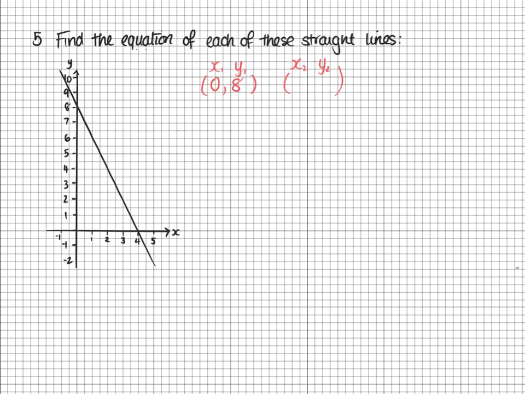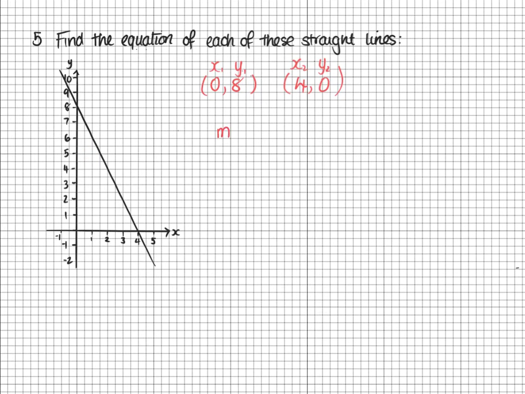So we have 0, 8, and then down here, at 4, we're at 0. So we've got 4, 0. Again, it doesn't matter what point you pick, as long as it's on the line. That's all that matters. You can't pick 1, 4, that's not on the line. If you pick 1, you have to find where the line is and go there. It has to be where the two axis lines meet.